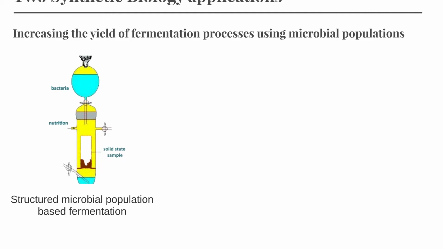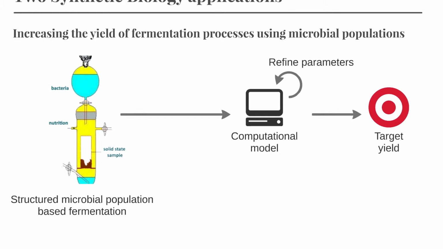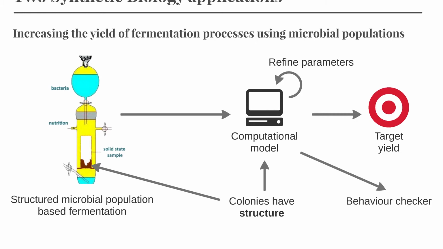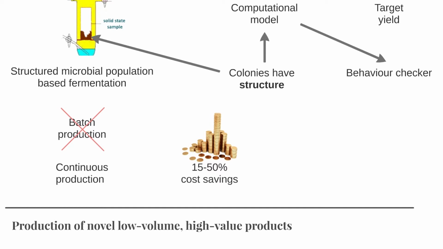This is achieved by constructing a model of the fermentation process and refining the parameters until a target yield is reached. Colonies grown inside fermenters have a spatial structure which needs to be captured by the model and validated using the behavior checker. Such models could enable replacing batch with continuous production. This may reduce total cost by 15 to 50%. The end goal of this approach is efficient production of biofuels.